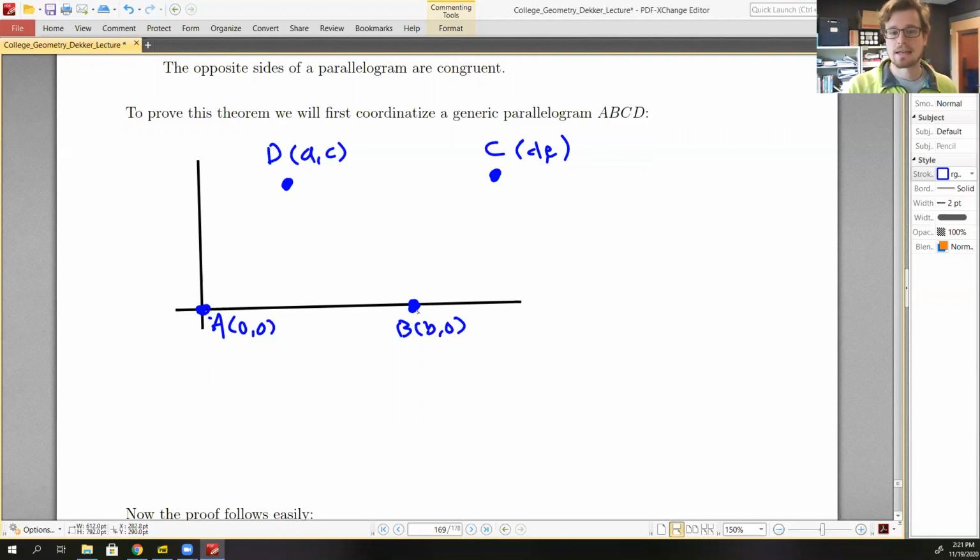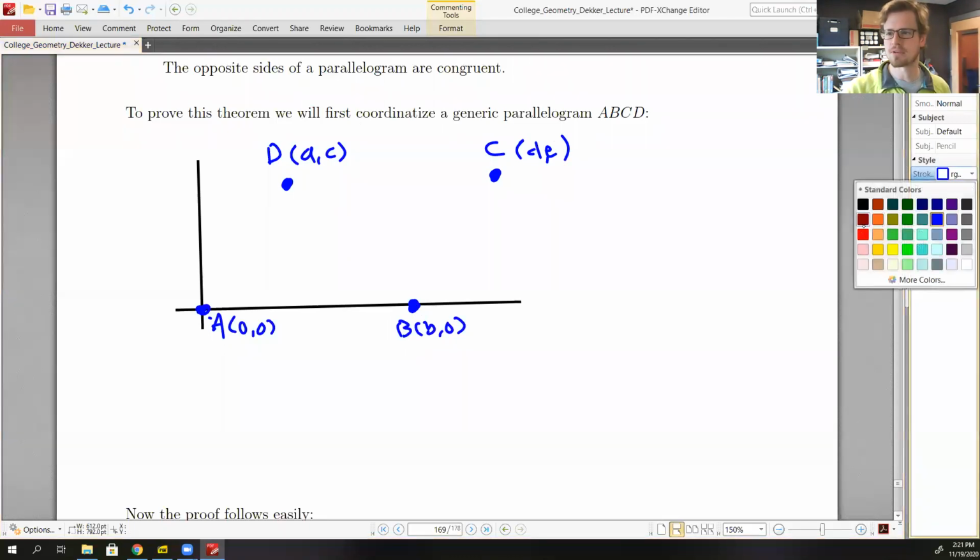A, B, and C are all fixed, right? Maybe I could try to rewrite B in terms of the others, but I definitely can rewrite D and E in terms of the other ones. So what we want to do here is notice a couple of things.